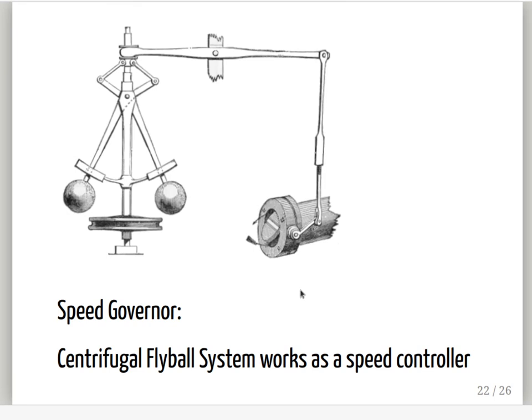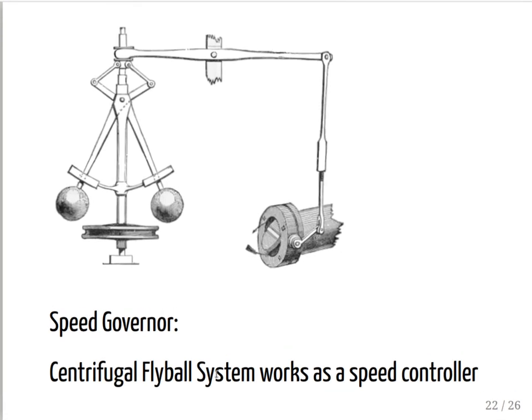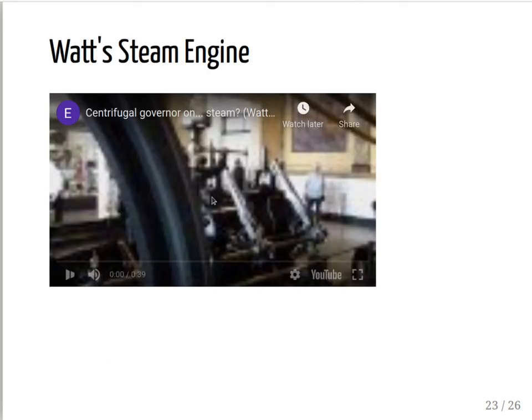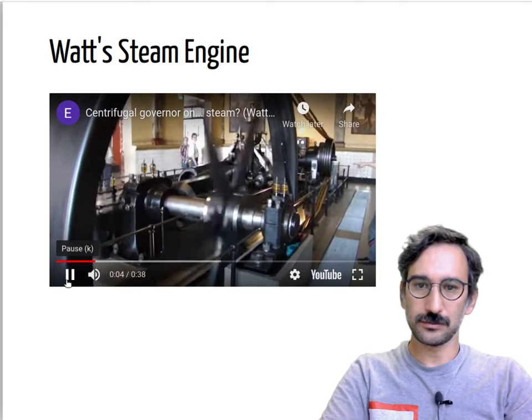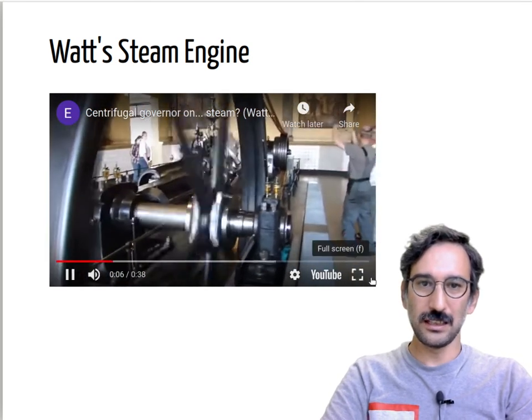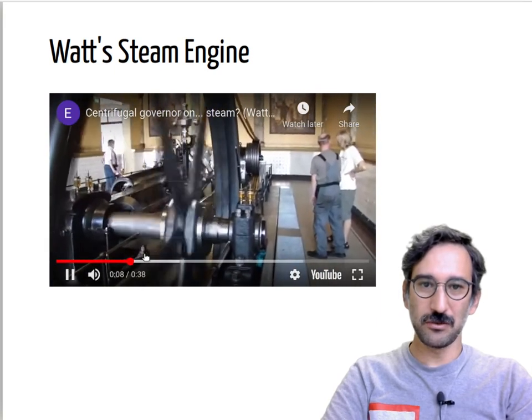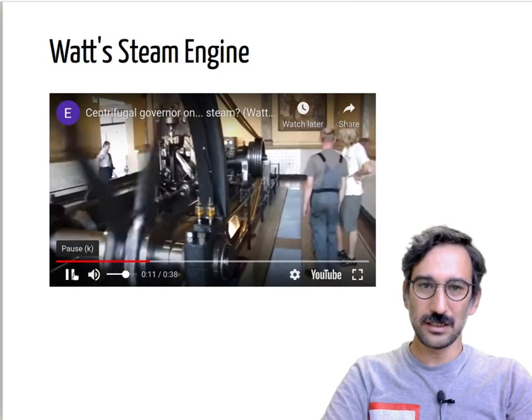Okay, a speed governor is nothing but a centrifugal flywheel or flyball system. It works as a speed controller, and it's fully analog, like a proportional controller. The difference is that this one controls the valve, but they work quite nicely, and I have a video here. This is again the original steam engine from James Watt's system.